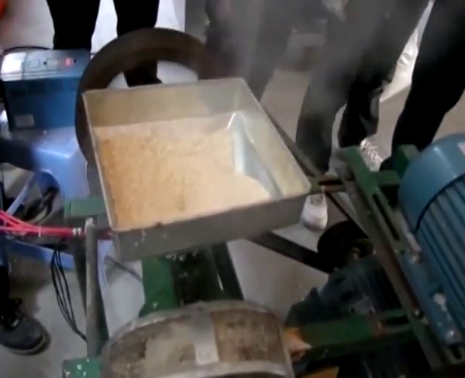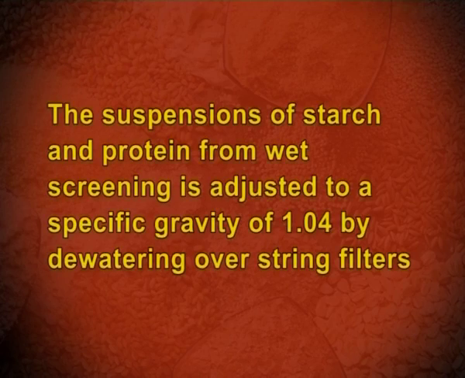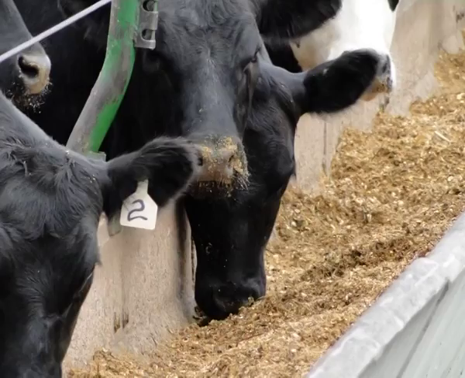The hulls and fibre, which are not reduced so much in size, can then be separated from the protein and starch by sieving. The suspension of starch and protein from wet screening is adjusted to a specific gravity of 1.04 by dewatering over string filters, and the starch is separated from the protein by continuous centrifugation. Finally, the starch is filtered and dried. The protein in the steep water is recovered by vacuum evaporation and dried as gluten feed for animal feeding.